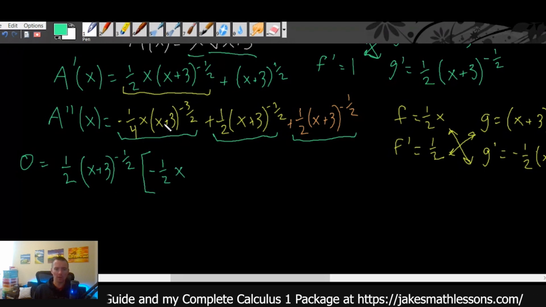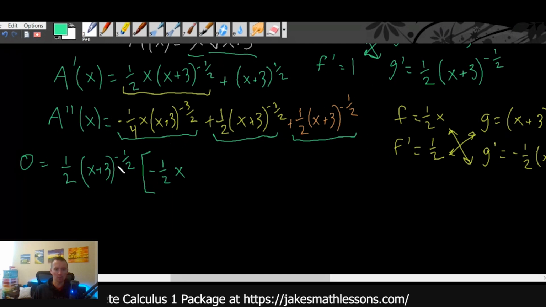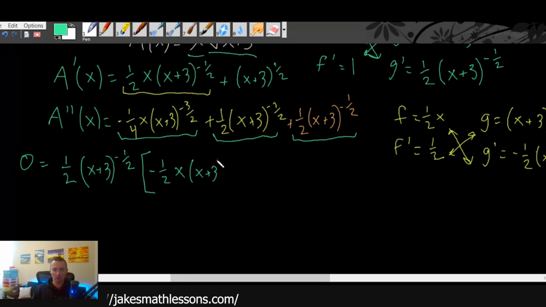And then keep in mind, this is x plus 3 to the negative 3 halves, where we pulled out x plus 3 to the negative 1/2. So again, what power would we need to make our x plus 3 raised to, so that the power of this plus our negative 1/2 power out here adds up to negative 3 halves? Well, it would just be negative 1. Okay, and then what are we going to be left with in this middle term here?